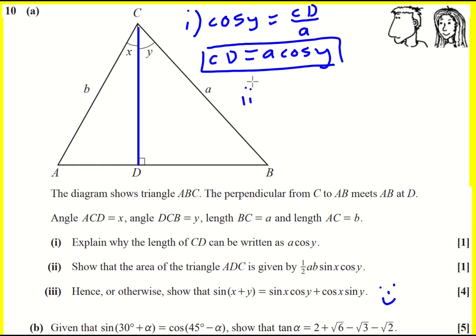Next up, we've got the area of the triangle ADC. So this one on the left. I'm asked to show that the area can be written like this. All right. Well, so triangle ADC. And to be fair, maybe I should have written for the very first question, triangle BCD.